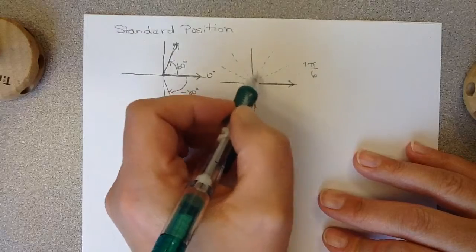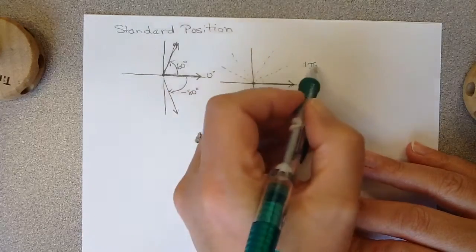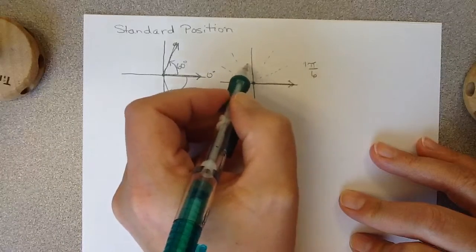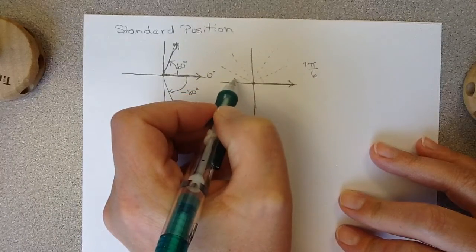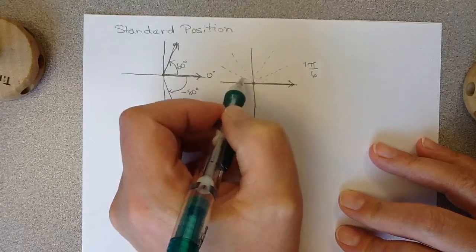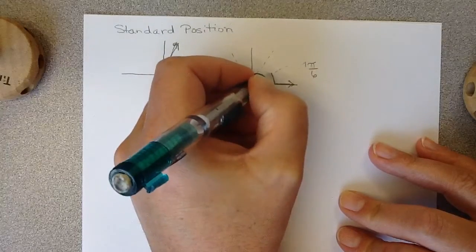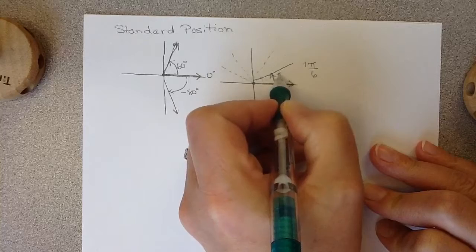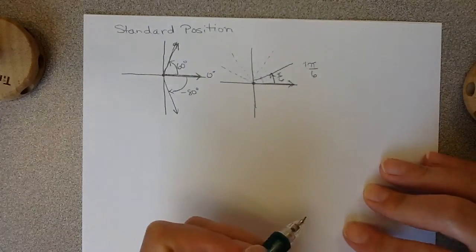So if I think about dividing half a circle up into sixths, whatever that denominator is, 1, 2, 3, 4, 5, 6 sixths of a pi takes me halfway around the circle, then 1/6 of a pi takes me one of those pieces. So that is a positive pi over 6.